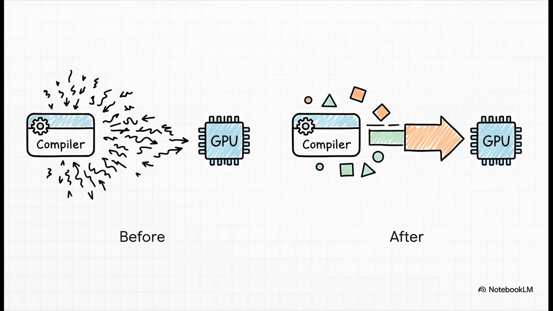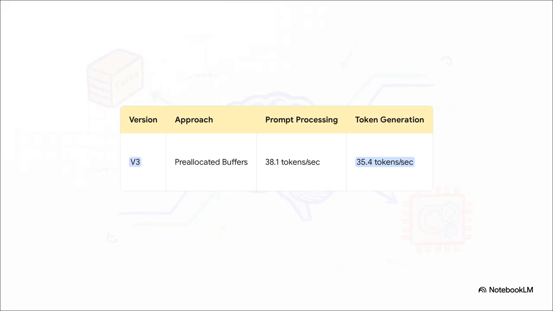And here's the magic you get in return for using static shapes: compiler fusion. Instead of the CPU telling the GPU to do lots of tiny separate little jobs, the compiler can fuse them all into one big, efficient instruction. This slashes the communication overhead. And the results, look at this.